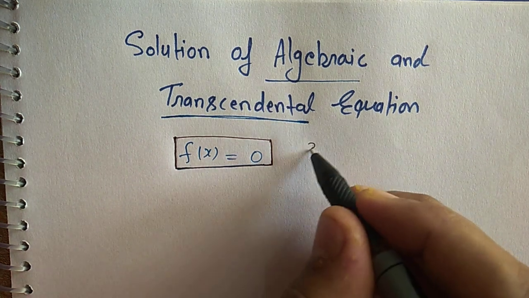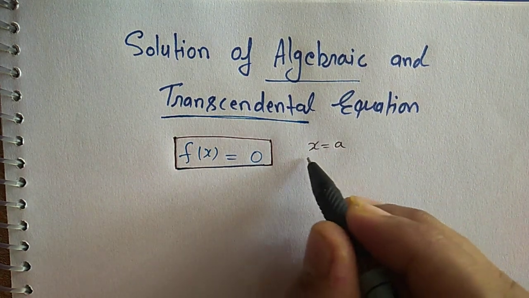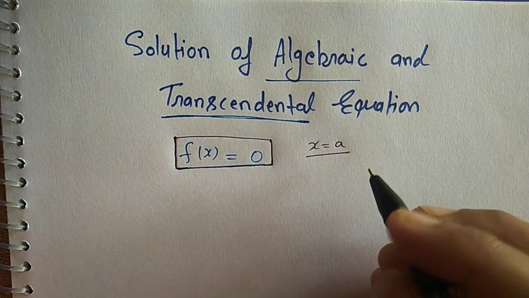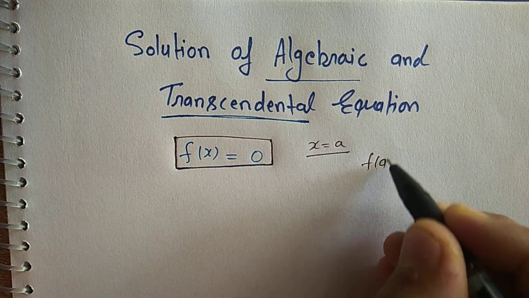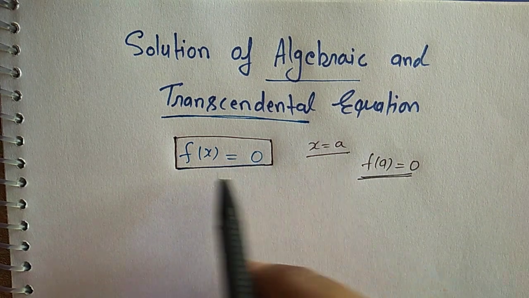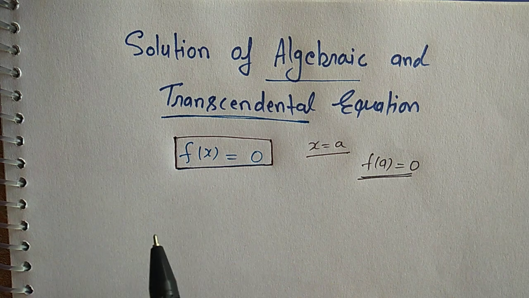So x equal to a is called a root of this equation if this point satisfies this equation. It means f of a equal to 0. Then x equal to a is called a root of the equation.